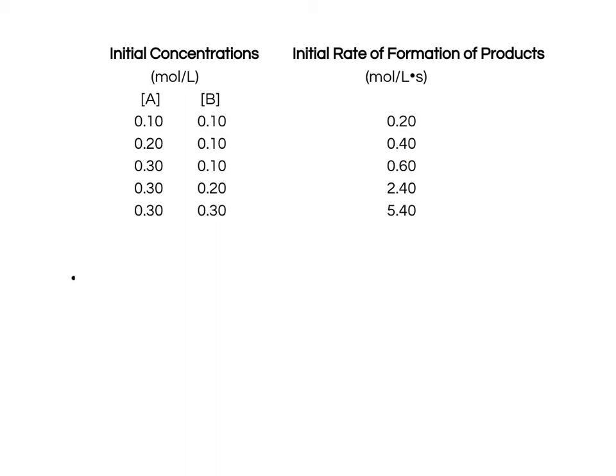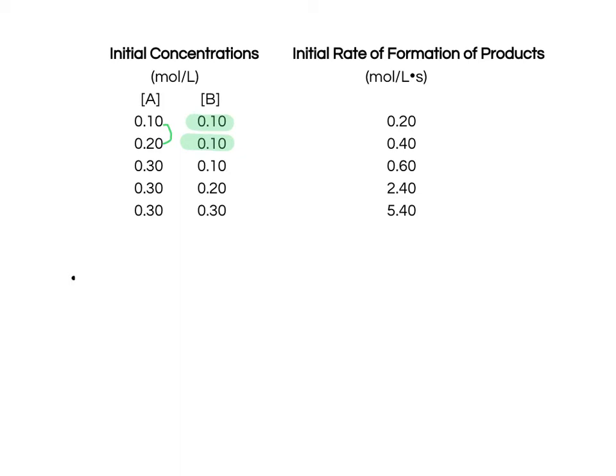So for that reason, I'm going to be looking for cases where the concentration of one reactant is changing in some fashion, but the other reactant's concentration is remaining stable. So when I look at this, what I see here is, from experiment 1 to experiment number 2, my concentration of A is doubling, and my concentration of B is remaining the same. So that provides me with a good opportunity to see what the effect of A is on my reaction rate, because only A has been changed.